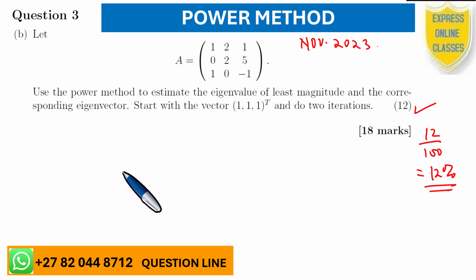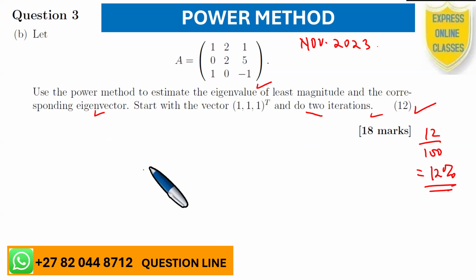Now, to deal with this particular question, there are certain things we need to look at. Let A be this 3x3 matrix. Use the power method to estimate the eigenvalue of least magnitude and the corresponding eigenvector. Both the eigenvalue and the corresponding eigenvector. Start with the vector 1, 1, 1 transpose, and do two iterations.